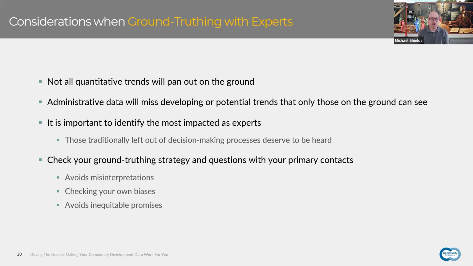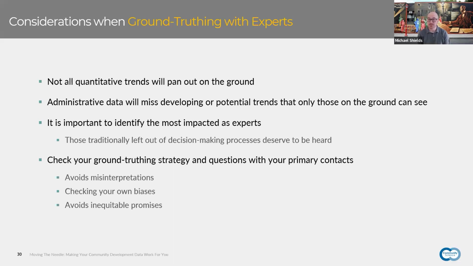We always find it's good, too, when working with a partner, to check your ground truthing strategy and questions with your primary contact. Even if you're doing this alone, it's always good to have another set of eyes on some of your questions that you might use to ground truth your trends. This avoids misinterpretations. You don't want to be using triggering language. Affordable housing might be triggering language that sets people into a mindset that's different than you want them to be in. So you might need to use a different phrasing. You're checking your own biases at that point too.